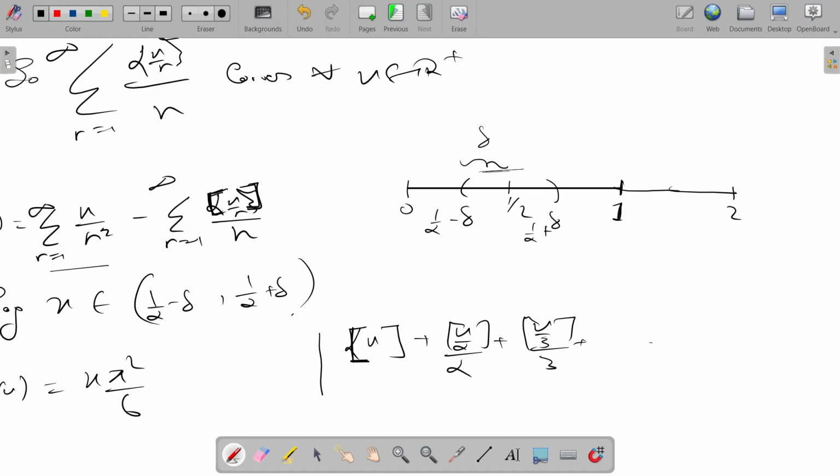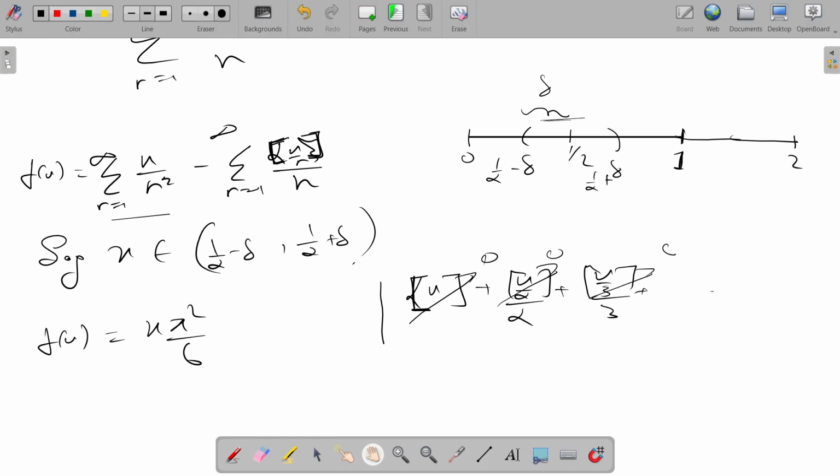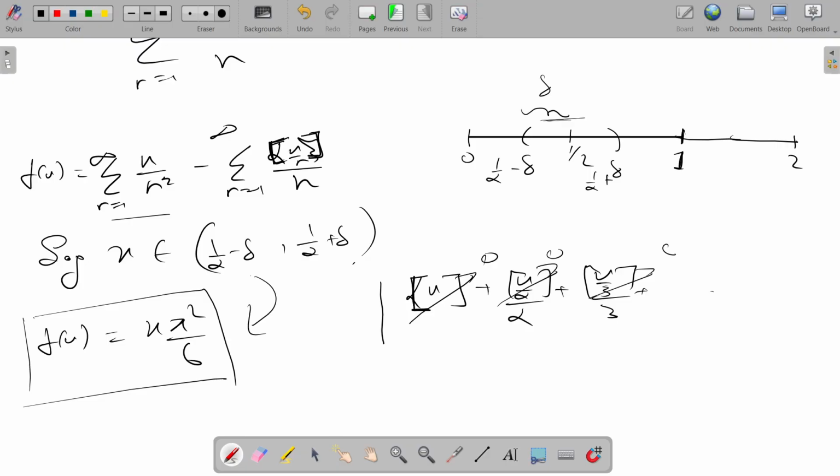Okay, coming back. So x is between 0 and 1, right? So this will be 0, this will also be 0, this will be 0. So the whole summation will be 0. So our entire function will be just x pi square by 6 for all x belonging to this neighborhood.